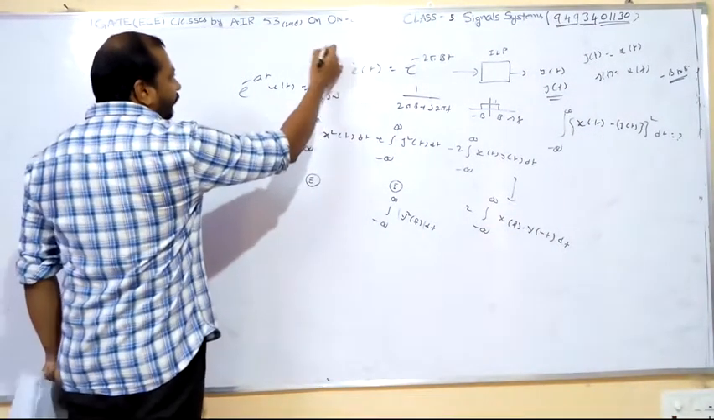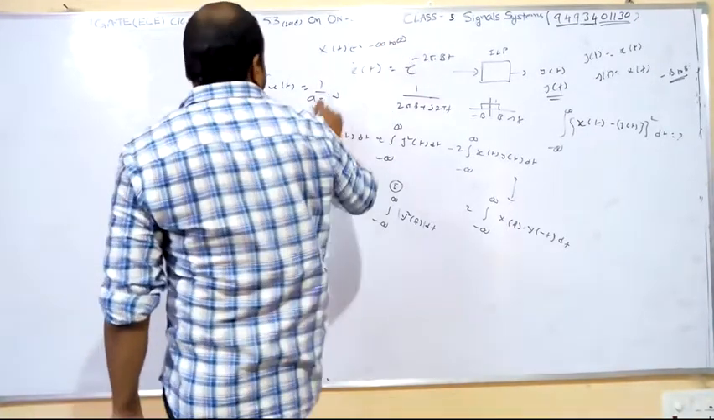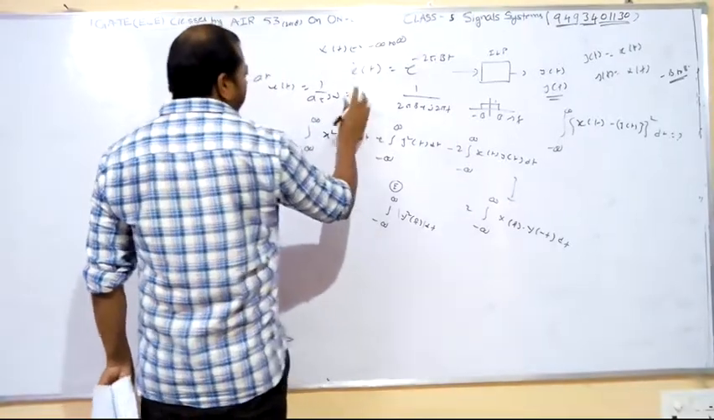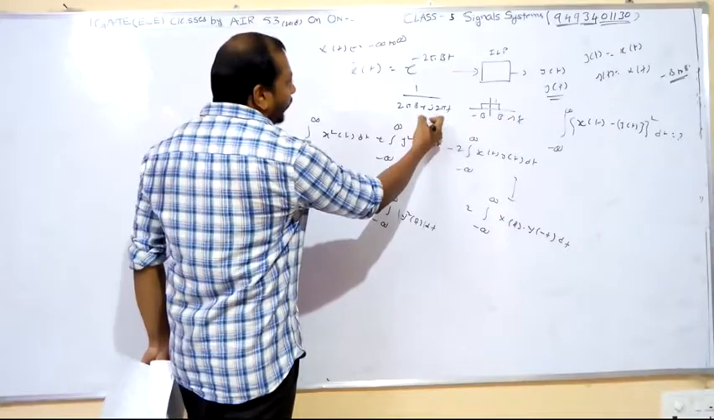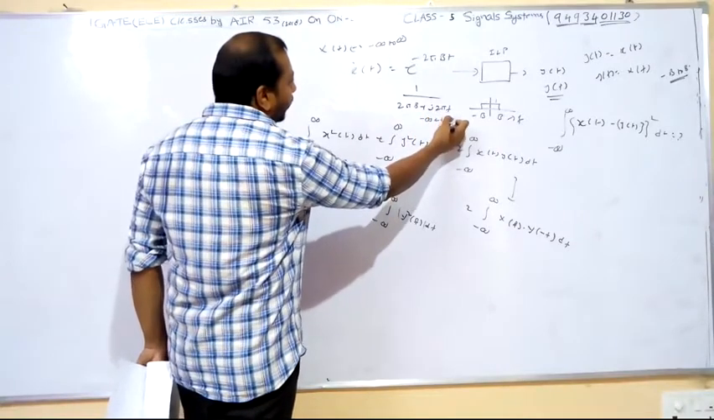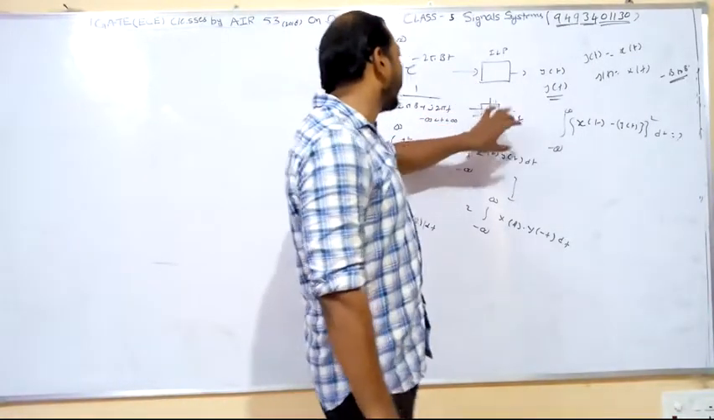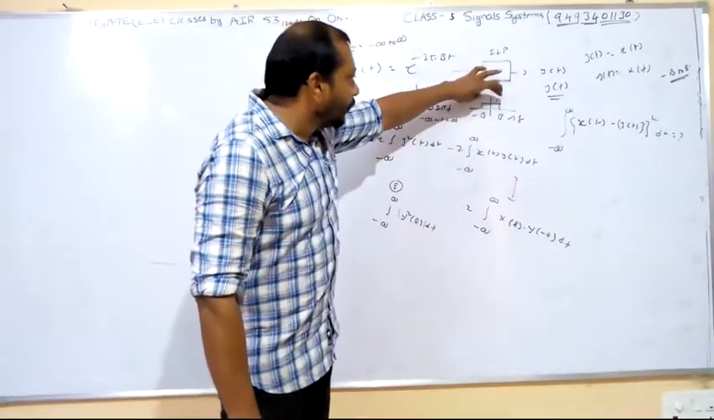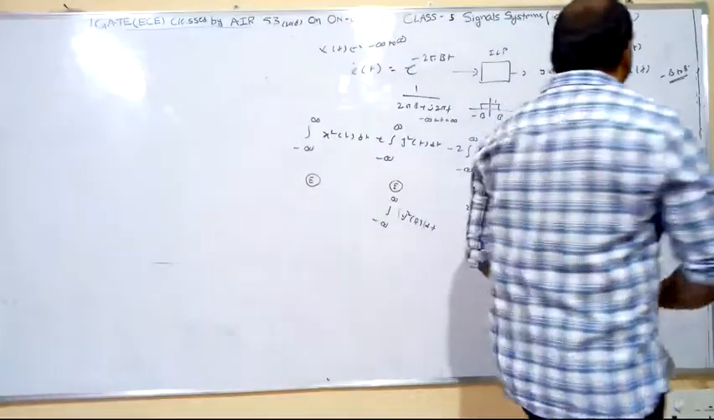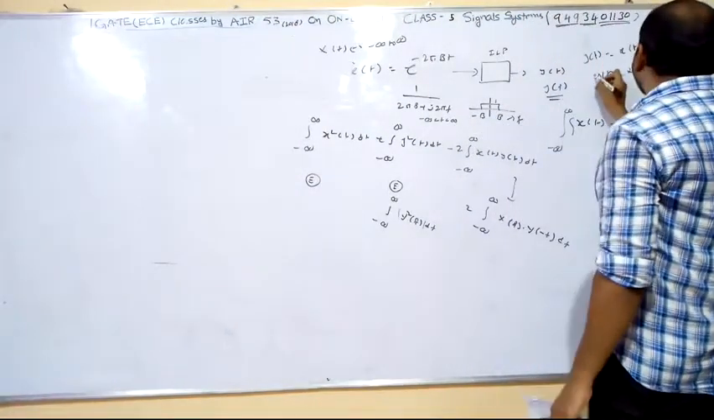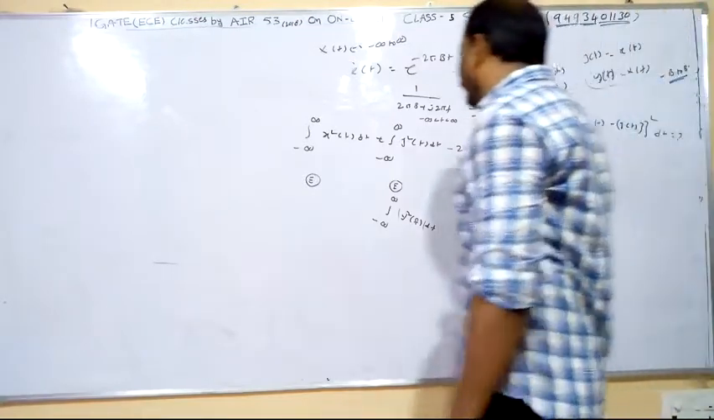Here the corresponding x of f has the limits from minus infinity to infinity. This is equal to 1 by 2 pi b plus j 2 pi f, and the corresponding f limits are from minus infinity to infinity. This is passing through this low pass filter. The corresponding amplitude is equal to 1, and it will take only this band. The corresponding limit changes to minus b to b. So y of f is equal to x of f only, with the limits from minus infinity to infinity.